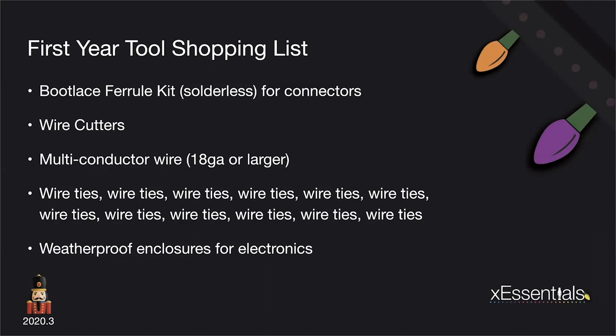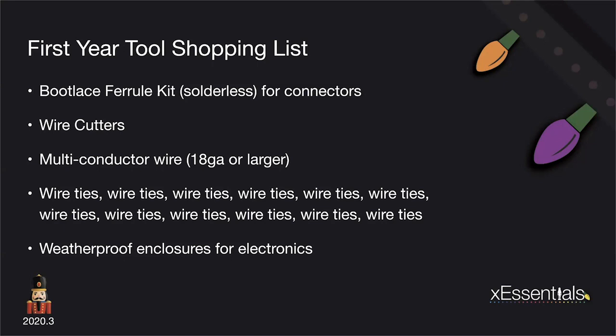You might need a few wire ties. Those come in pretty handy. And you will need some sort of weatherproof enclosure for your electronics, and you may need more than one depending on what your setup is like. This is not an exhaustive list, but these are kind of the main things that you'll need to start out with.